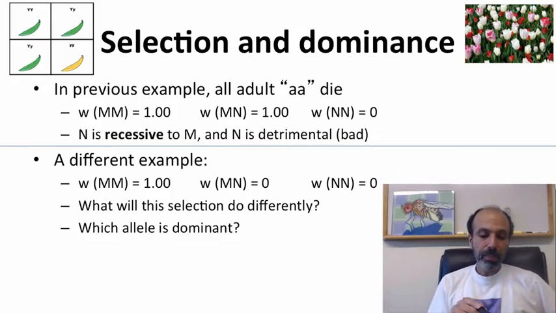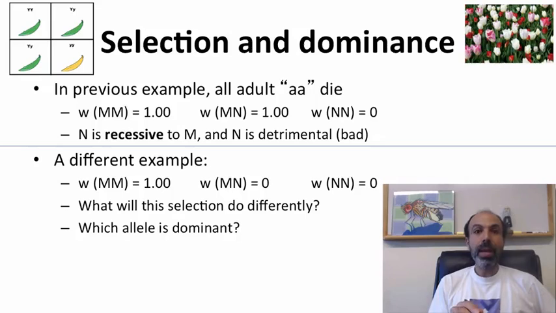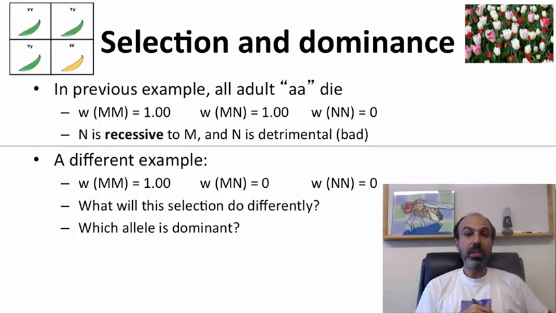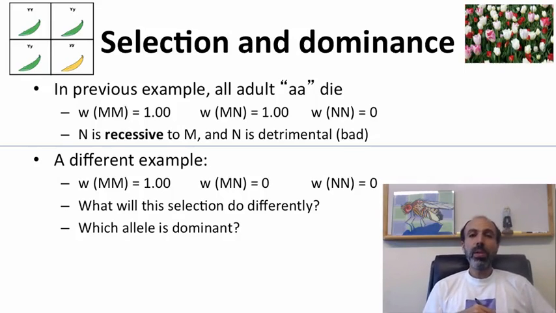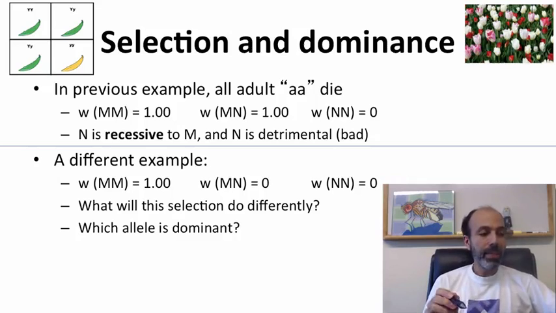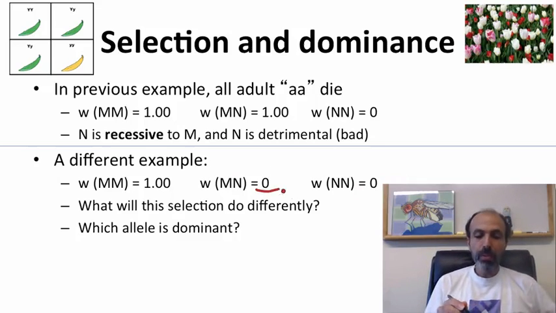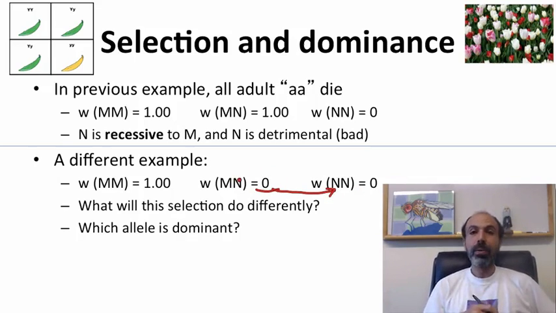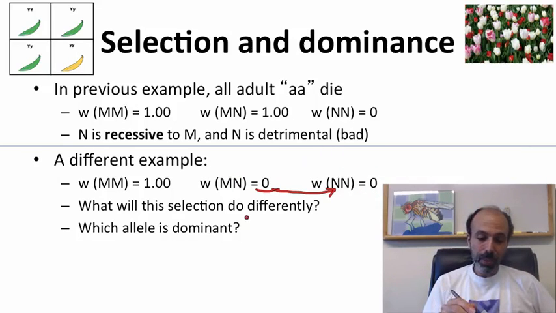Here's a different example. In this case, MM has relative fitness 1.0, MN has relative fitness of 0, and NN has relative fitness of 0. So what do we think is going to happen in this case? Well, first of all, which one is dominant? Again, we look at the heterozygote. Which one has the same relative fitness as it? In this case, it is the NN homozygote. So N is actually dominant now. N is still bad.